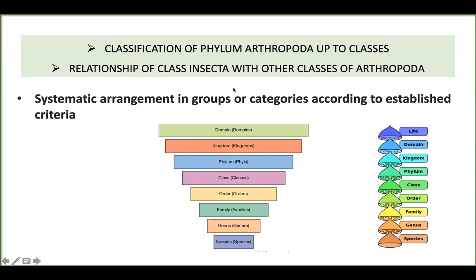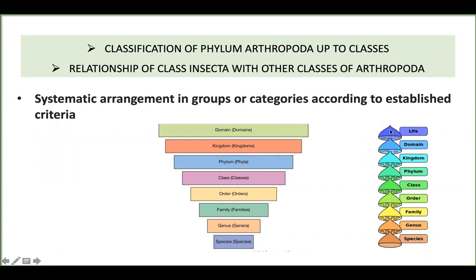Generally, systematics means arrangement in groups or categories according to established criteria. Whatever the parameter is, organisms are grouped together based on it, and this is called systematics. They are grouped into different categories based on different characteristics: domain, kingdom, phylum, class, order, family, genus, and species.